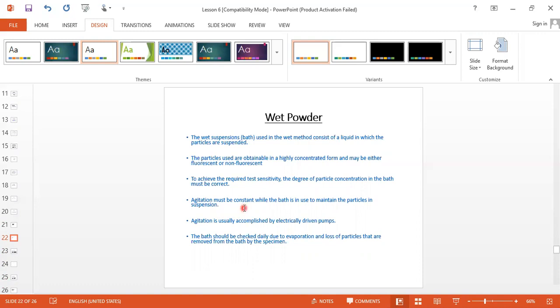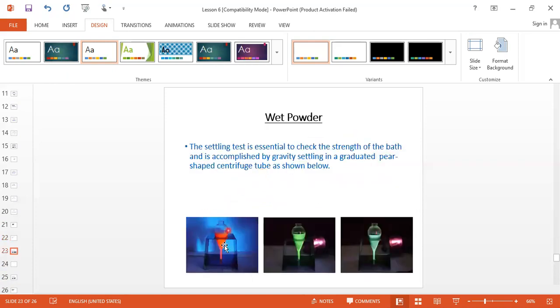Agitation must be constant while the bath is in use to maintain the particles in suspension. Agitation is usually accomplished by an electrically driven pump. The bath should be checked daily due to evaporation and loss of particles that are removed from the bath by the specimen. Now see, this is the concentration test. See the different colors. Basically, we are using the yellow-green fluorescent method in industrial applications, but red and yellow colors are also available in some cases.